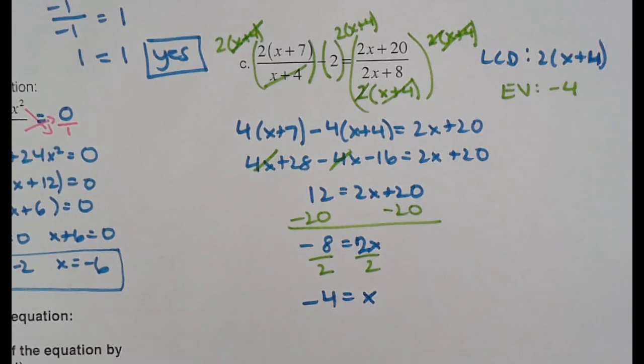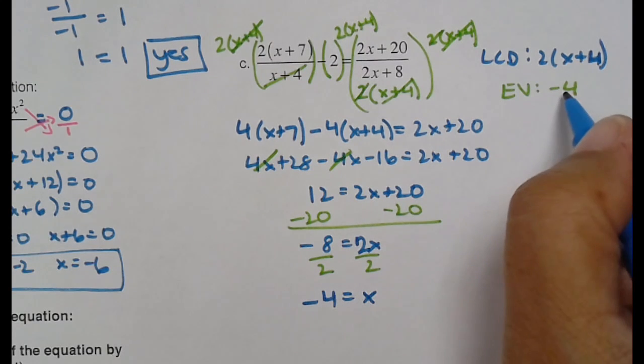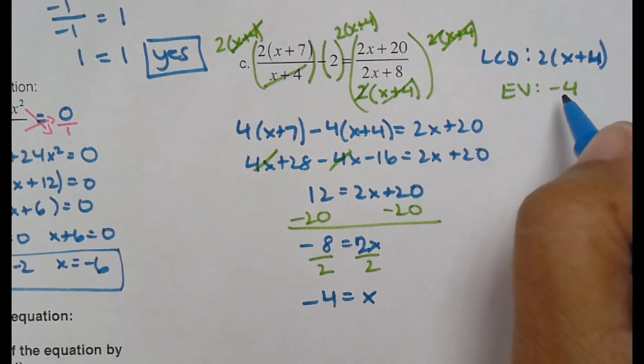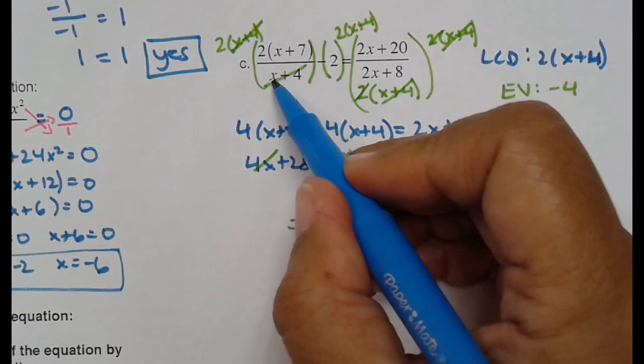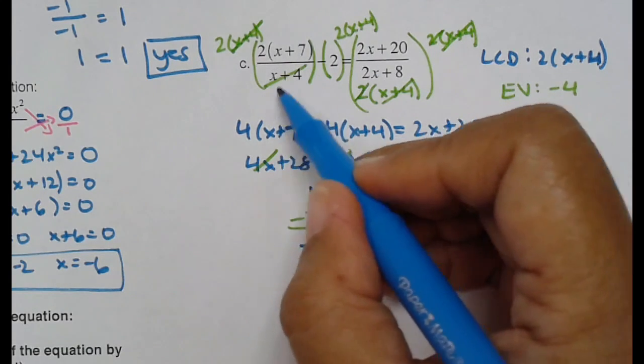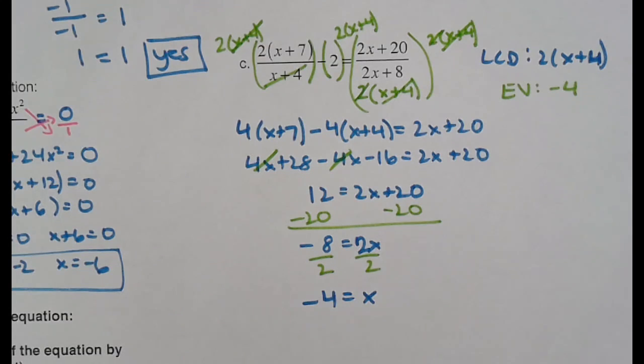Now before we box our answer, let's check. Oh wait, negative 4 is the excluded value. Negative 4 cannot be a solution because if you have that, negative 4 plus 4 would make a 0 in the denominator. We cannot have that happen. So if that's an excluded value, then there's actually no solution here.